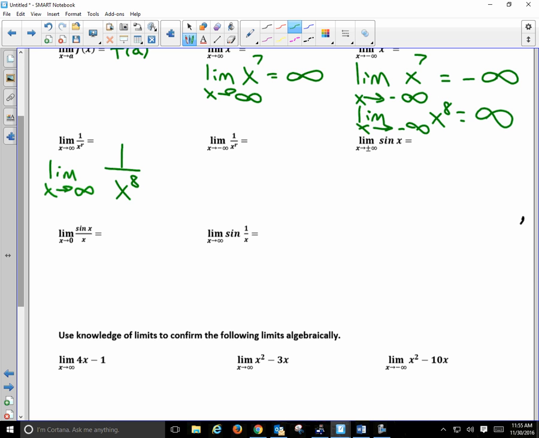What's going to happen to the denominator? It's going to become ridiculously large, correct? Sometimes we use the capital letter N to represent a very, very large number. What is 1 over an extremely large number? An extremely small number. So it's going to get really close to 0. Does it matter if it's negative?